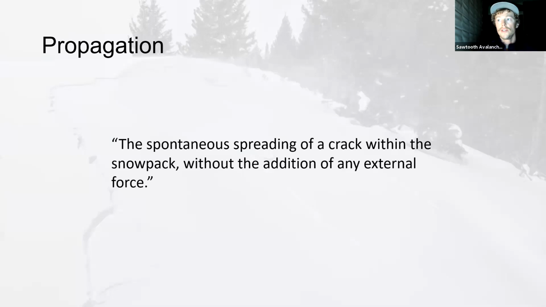The next ingredient that you need is propagation. Propagation is the spontaneous spreading of a crack within the snowpack without the addition of any external force. Once we have fractured that weak layer of snow beneath our feet, that fracture continues through the weak layer underneath the slab, and that's the propagation. If it propagates some distance over to steeper terrain, it can cause an avalanche.